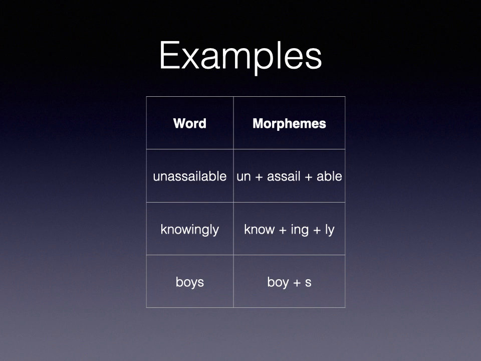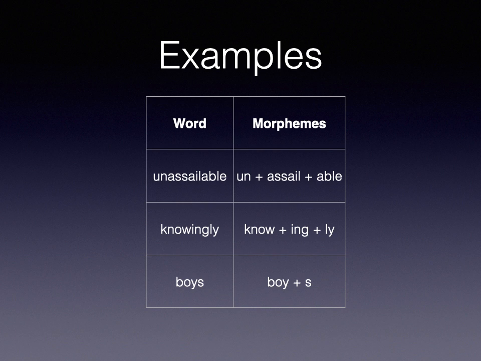When you add ly to many words, not all words, but many words, that is how you form adverbs. He looked knowingly. He smiled knowingly. So knowingly here becomes an adverb. In this context, when you add ly, the grammatical function is to make that word into an adverb.